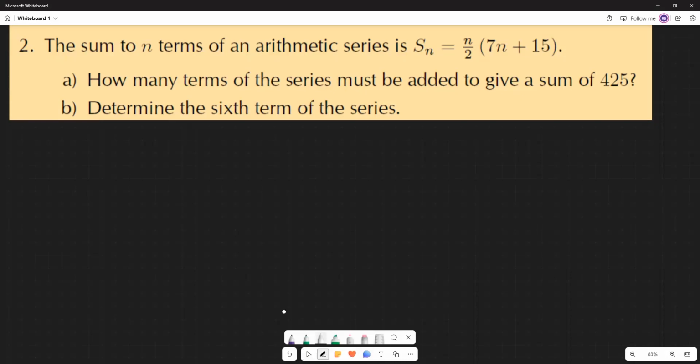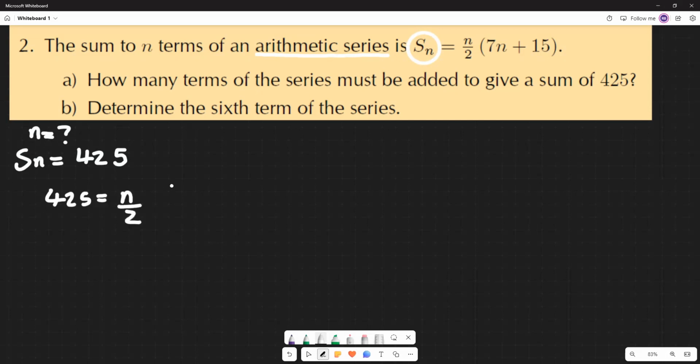In number 2, they say the sum of n terms of an arithmetic series is that. Okay. So they gave me the sum of what? Of that. Okay, sharp. And then they say how many terms? So they're asking for n, must be added to give the sum of. Okay, they gave me that the Sn is 425. Okay. Now this is easy. I can easily just substitute here. So I'm going to have 425 is the same as n over 2 in bracket 7n plus 15.